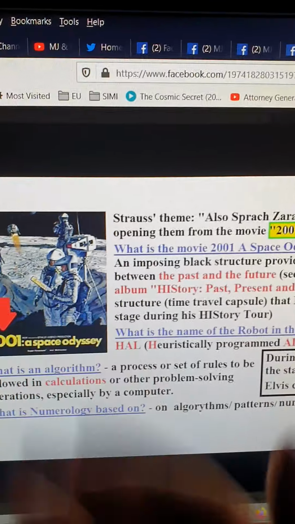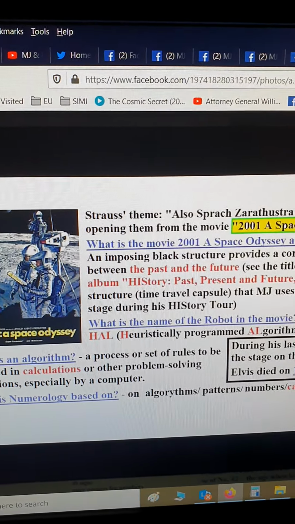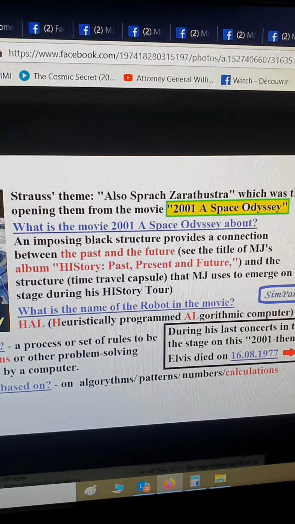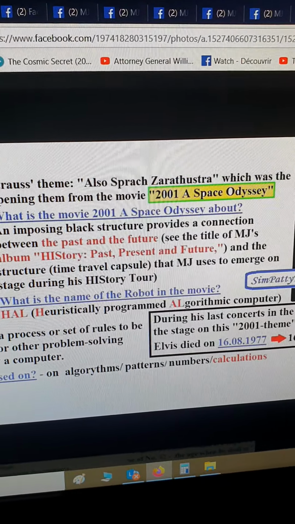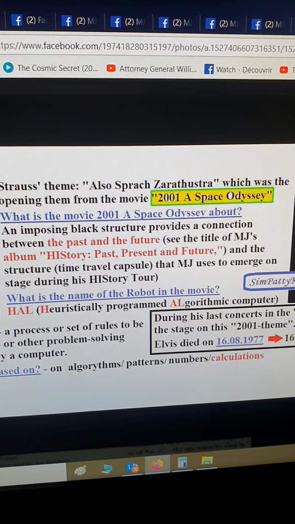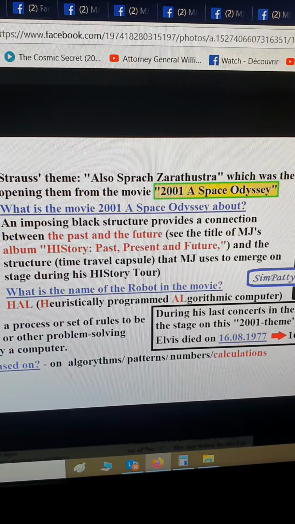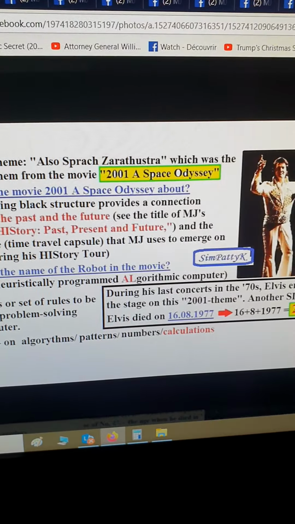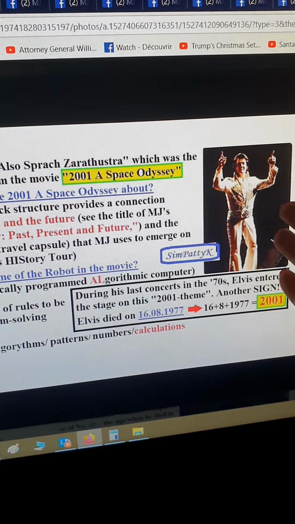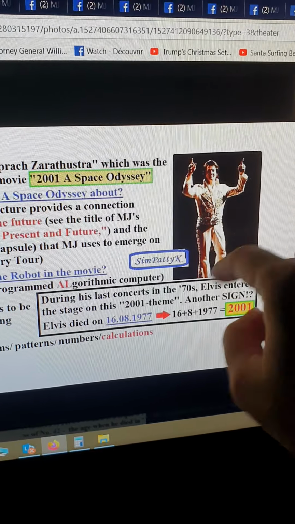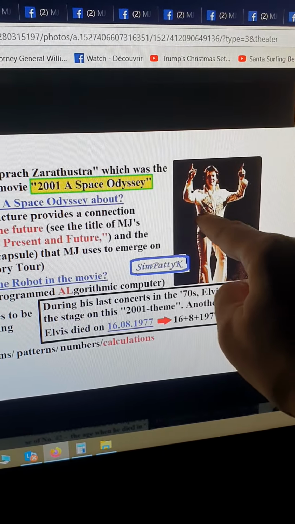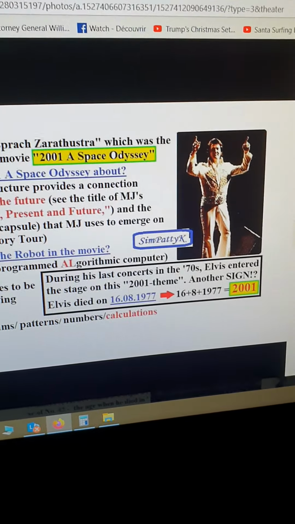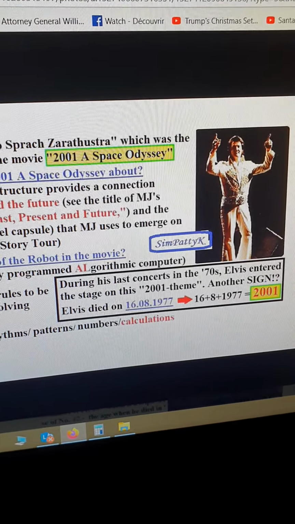So as I said, Elvis's favorite movie was 2001: A Space Odyssey, and Strauss's theme, Also sprach Zarathustra, I don't know if I pronounced it correctly, was the opening theme from the movie. This is the same concert where Elvis was wearing that jumpsuit with the date of death on that dial Mayan calendar suit. If you watched the first part, you remember what I said.